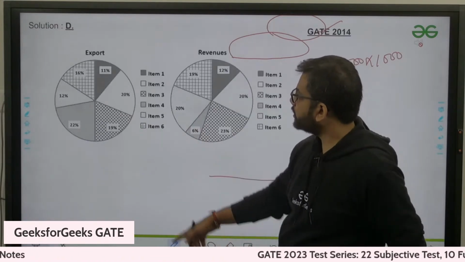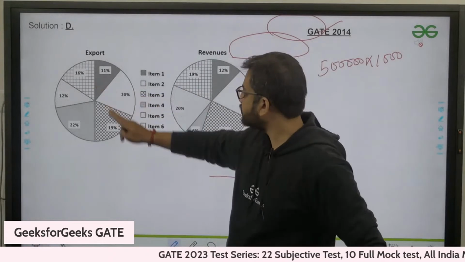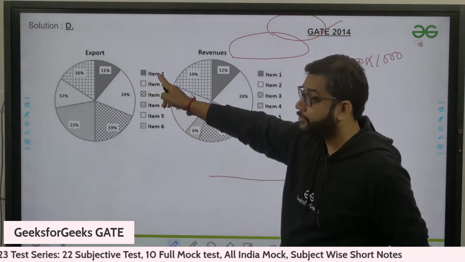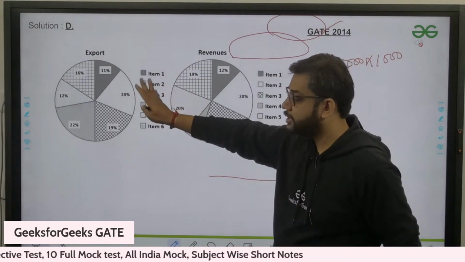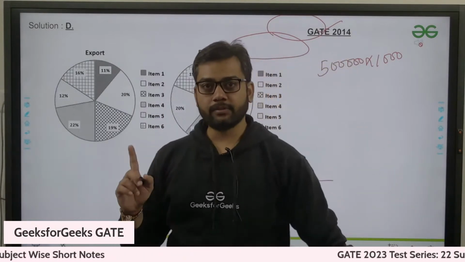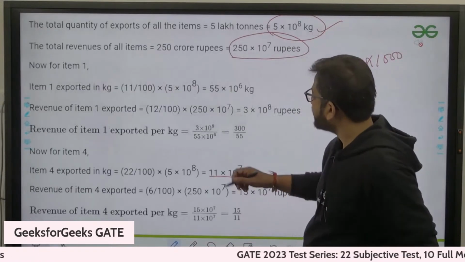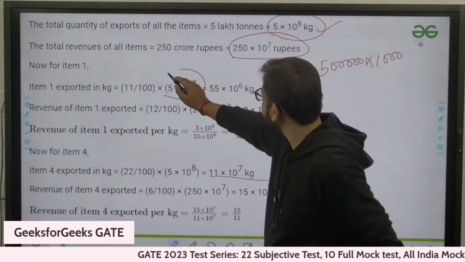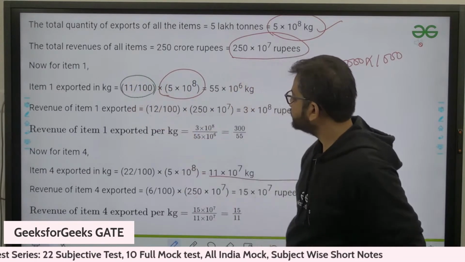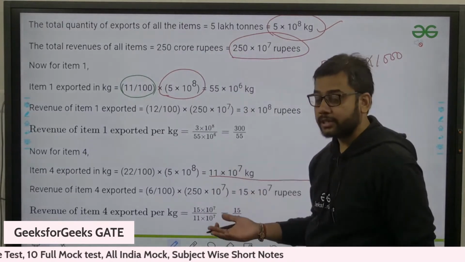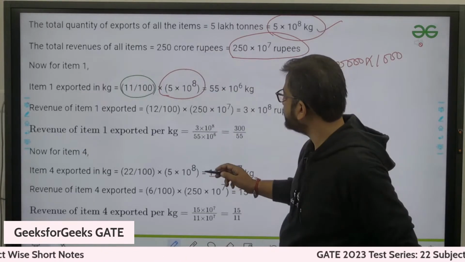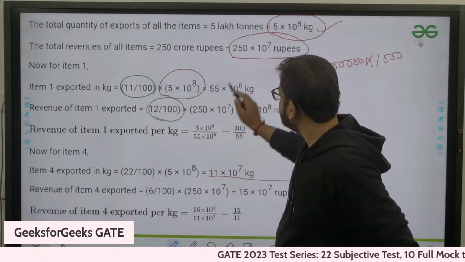Item 1 is basically 11% exported, and for item 2 it's 20% exported. So 11% of the total export means 11 by 100 of the total. And the revenue generated for item 1 is 12%, so basically 12 by 100 into this amount.